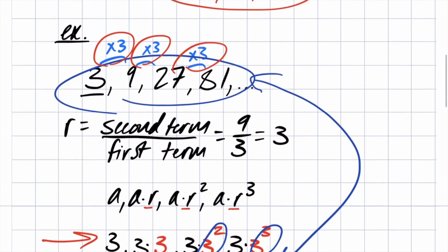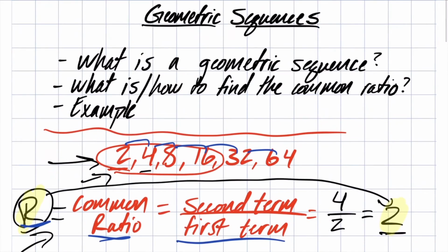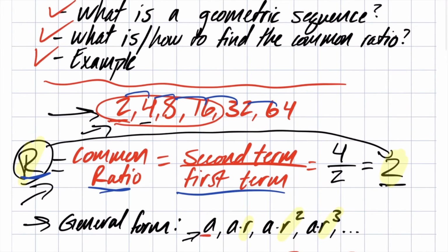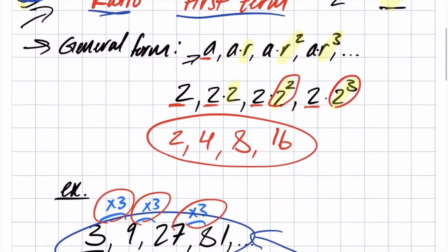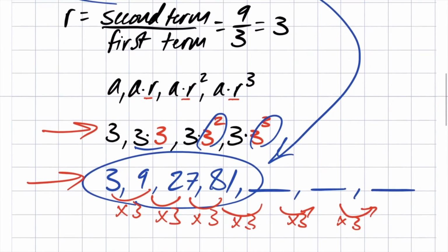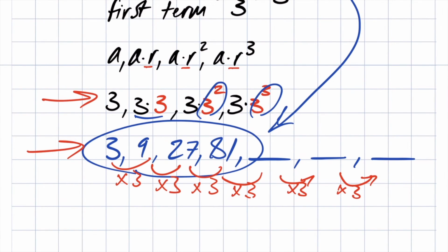Okay? So, what is a geometric sequence? We did that. Show you what is and how to find the common ratio. What's that? And we went over an example. We did that as well. All right? And don't forget the common ratio is how it's growing. Okay? And this is specifically geometric sequences.